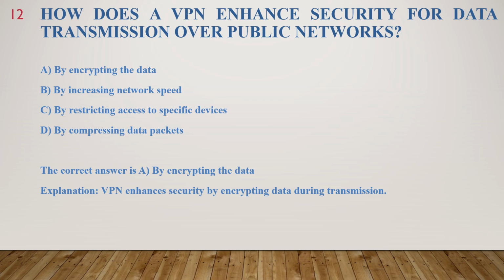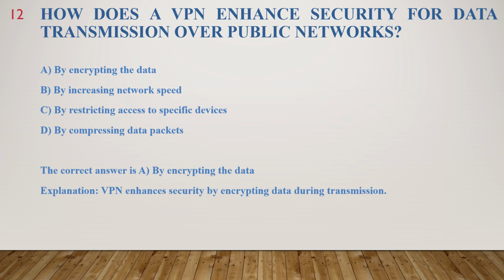This is the core function of a VPN. It scrambles your data using a complex algorithm, making it unreadable to anyone who intercepts it on a public network. This protects your sensitive information like passwords and financial data from being stolen. B. By increasing network speed. While some VPNs might offer slightly improved performance due to optimized routing, their primary function isn't speed enhancement.